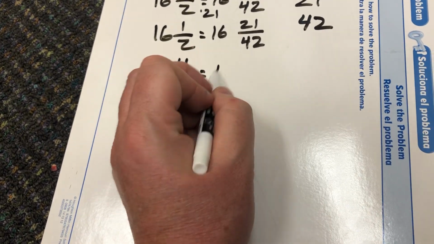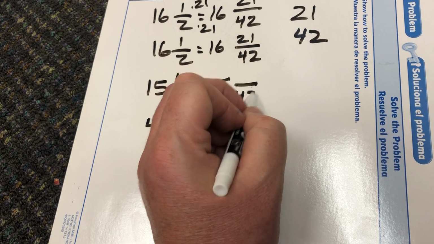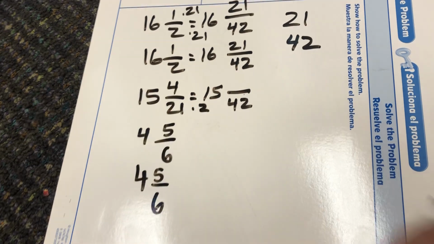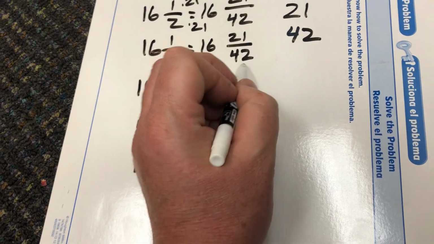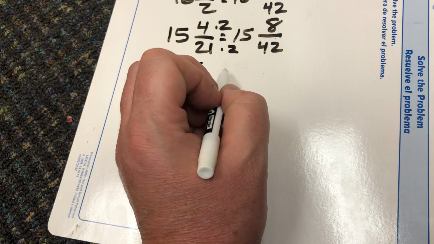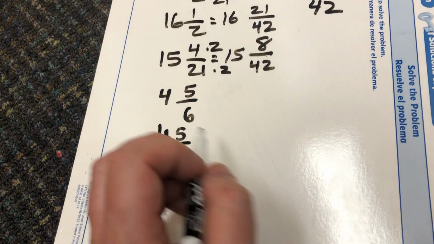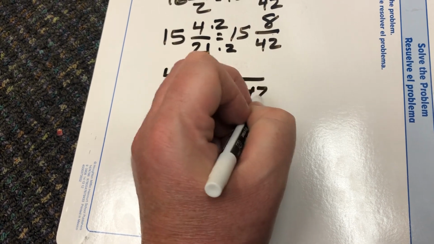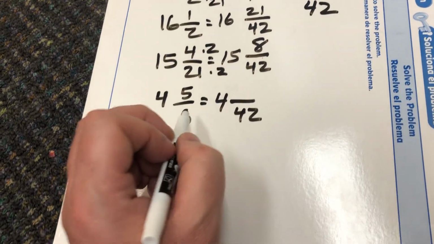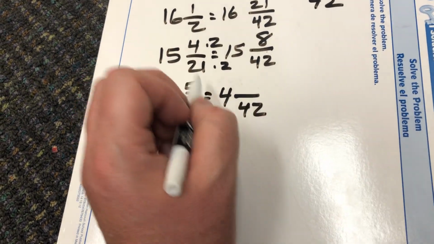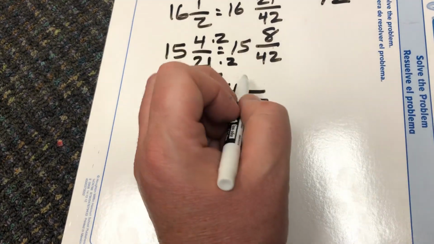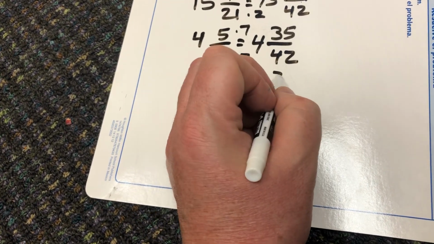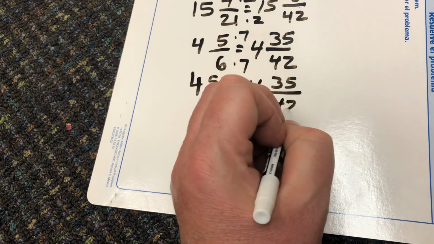This has to become 15 and something over 42. Well, what did I do to 21 to get 42? I multiplied it by 2. 4 times 2 is 8. So this one also, that's 15 and 8 over 42. This one has to become 4 and something over 42. Well, what did I do to 6 to get 42? Well, I multiplied it by 7. So I'm going to do 5 times 7. 5 times 7 is 35. This one also is going to become 4 and 35 over 42.